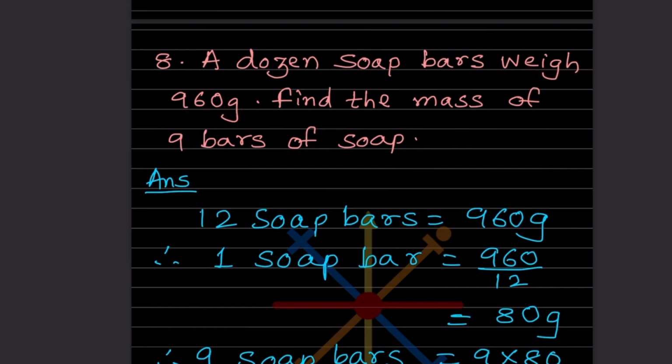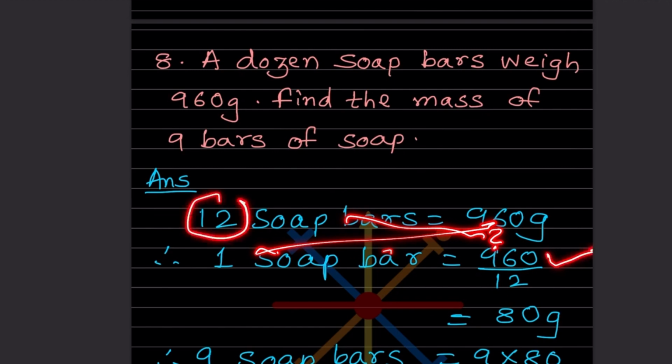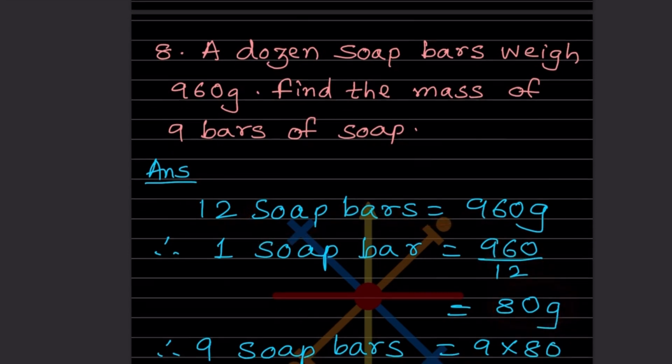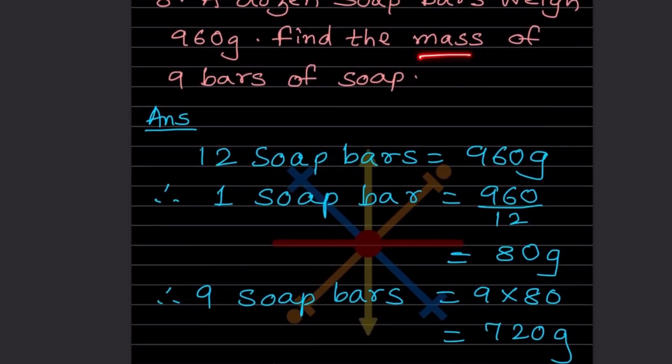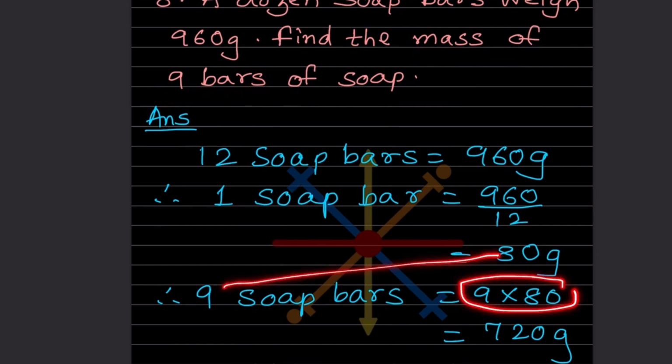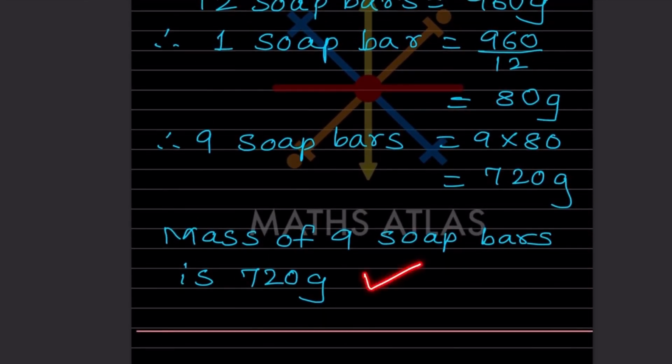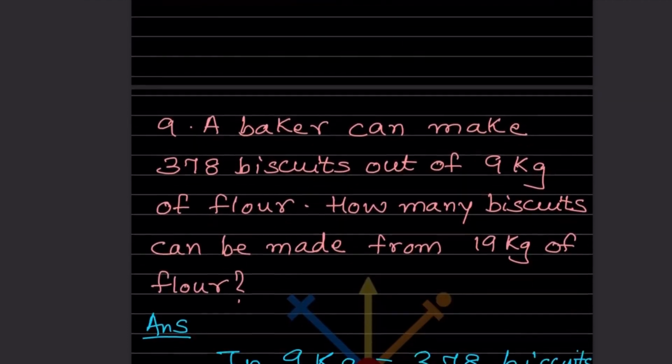So for one soap bar, again we are going to cross multiply. Here we don't know, so 960 into 1 is 960, and this will get divided by 12. So one soap bar is 80 grams. Now we want the mass, that is the weight, of 9 soap bars. 9 soap bars will be 9 into 80, which is 720 grams. So you have to write this statement: mass of 9 soap bars is 720 grams.